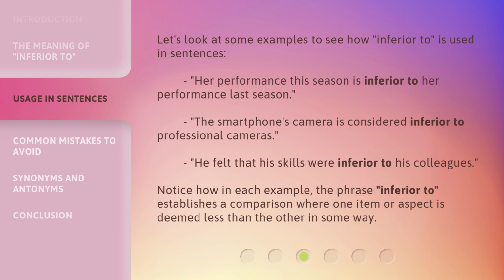Let's look at some examples to see how "inferior to" is used in sentences. Her performance this season is inferior to her performance last season. The smartphone's camera is considered inferior to professional cameras. He felt that his skills were inferior to his colleagues'. Notice how in each example, the phrase "inferior to" establishes a comparison where one item or aspect is deemed less than the other in some way.